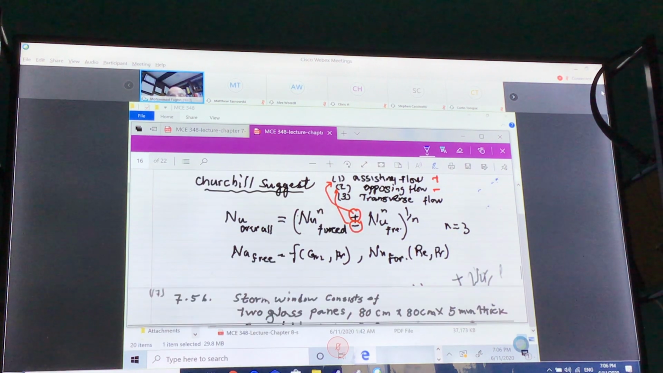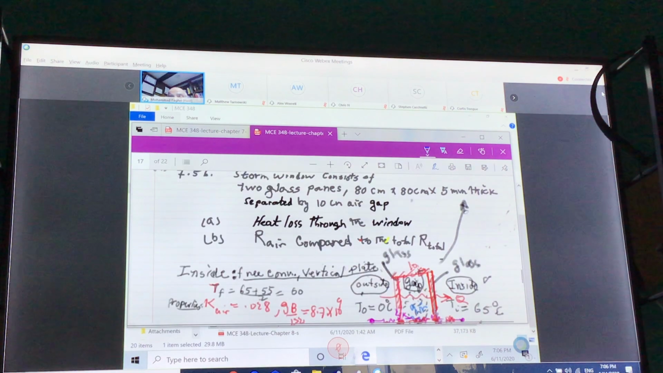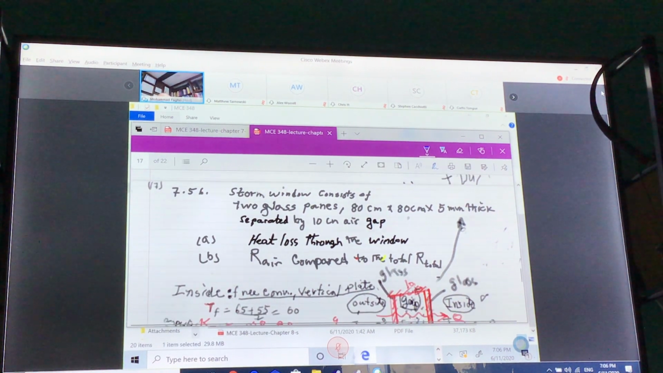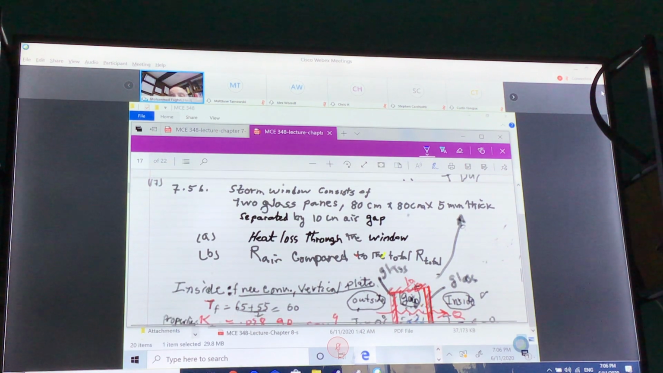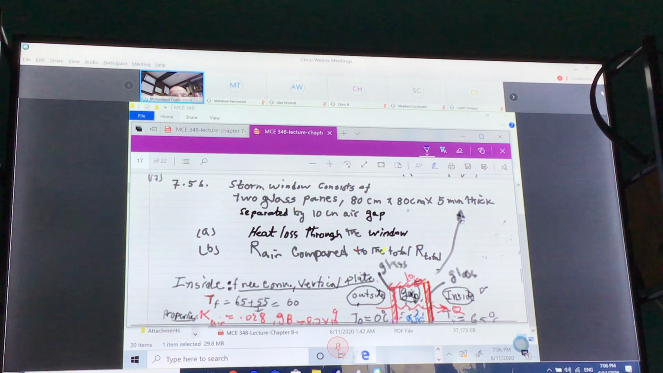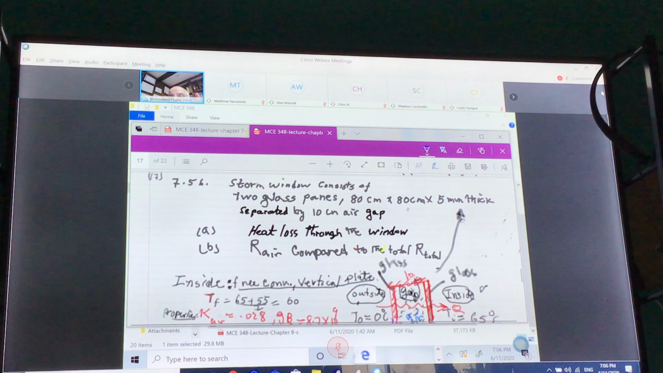So you have that. Now let's do this problem. I want to see again. This was the type of problem I assigned in one exam. Storm window, this is 7.56. So what is a storm window?